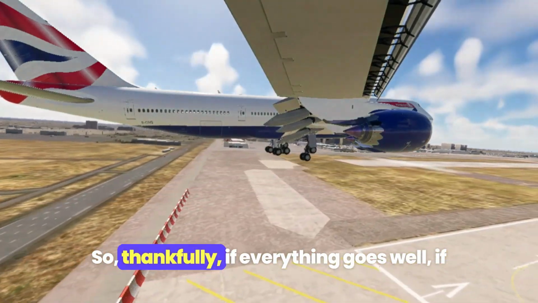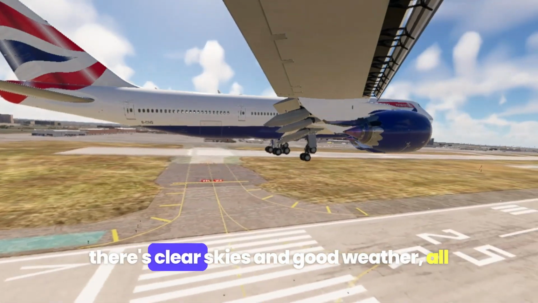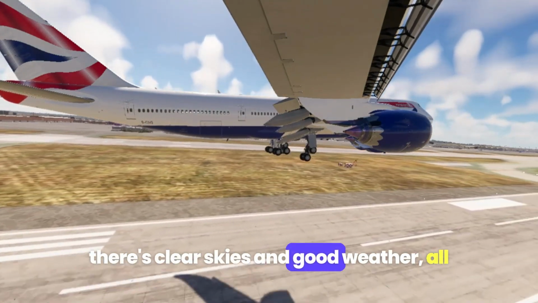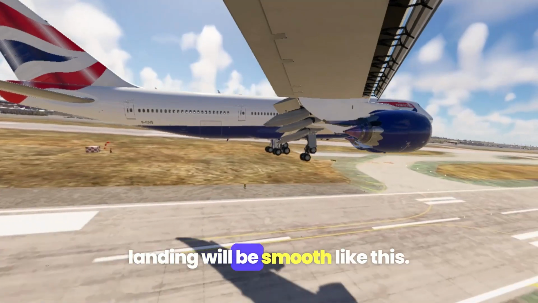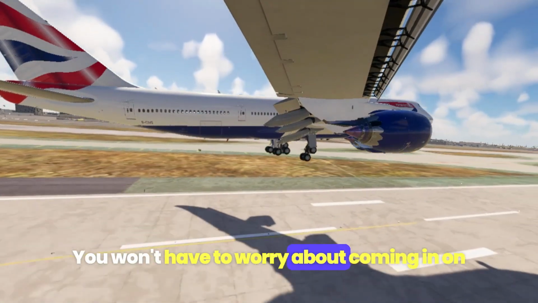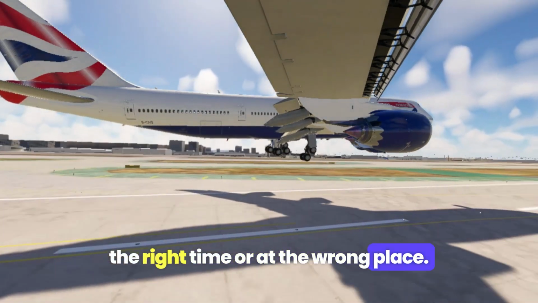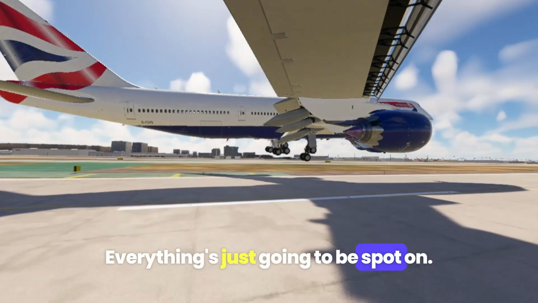And so thankfully, if everything goes well, if there are clear skies and good weather, all landings will be smooth like this. You won't have to worry about coming in at the wrong time or at the wrong place. Everything's just going to be spot on.